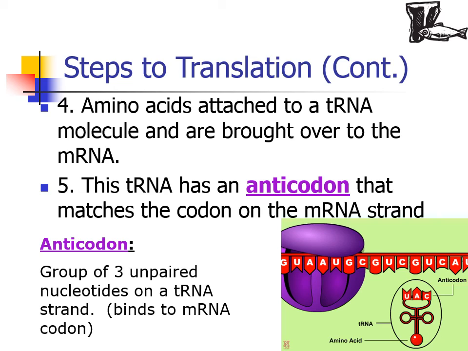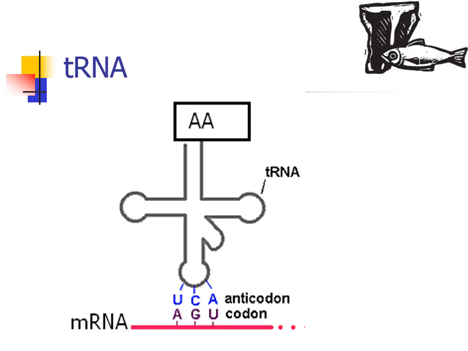So the actual definition of an anticodon, anti means against, so it is the group of the 3 unpaired nucleotides on a tRNA strand, and they will bind to the messenger RNA codon using the base pairing rules. So you can see here's a picture of a tRNA. Notice it has that characteristic T shape. At the top, the AA is whatever amino acid, methionine, phenylalanine, serine, whatever it is. And at the bottom is the anticodon that will then match the codon on the messenger RNA.